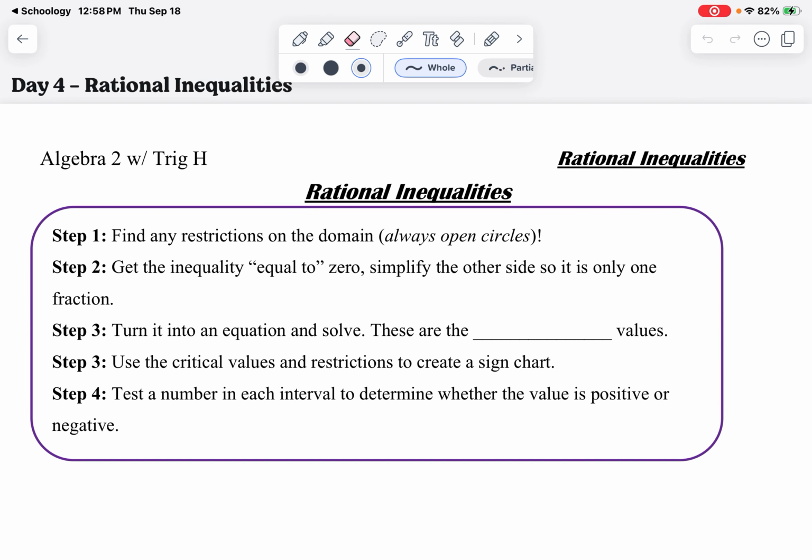All right, this is our lesson on rational inequalities. We've already done a lesson on polynomial inequalities. This is our lesson on rational inequalities, which is similar, but obviously it's different since it's a different type of function. Okay, so the steps to doing this are very similar to a polynomial inequality, except there is a first step that polynomial inequalities didn't have.